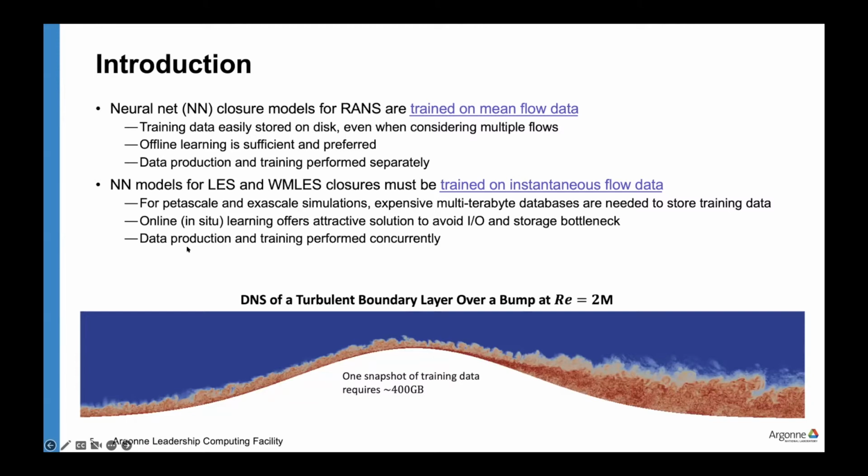Just to be a little bit clearer, online means that we are producing the training data concurrently with training the model. An example of a flow that we're trying to target is what you see here, which is a turbulent boundary layer over this bump. Just to give you an idea, this is a petascale type of simulation where one snapshot of training data requires about 400 gigabytes. So you can imagine when you have multiple snapshots, on the order of hundreds, this becomes terabytes. But we are also planning for this infrastructure to be beneficial when we go to exascale simulations.